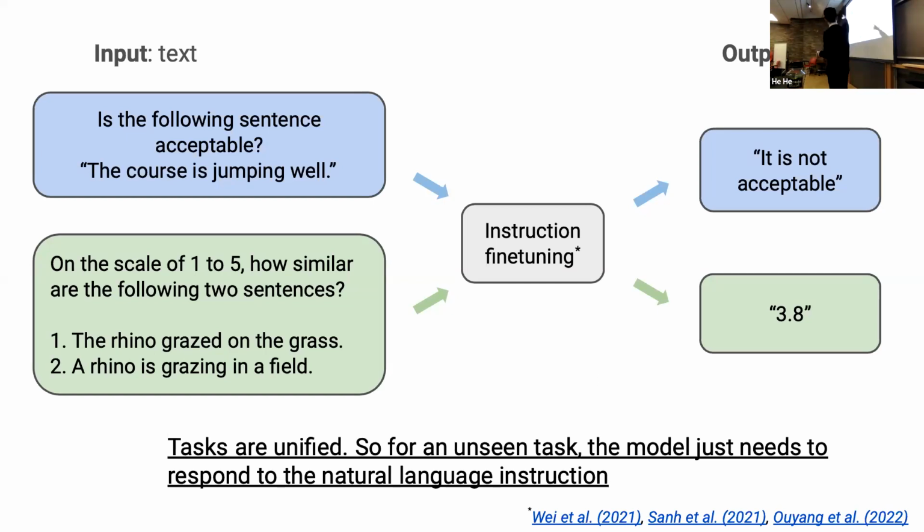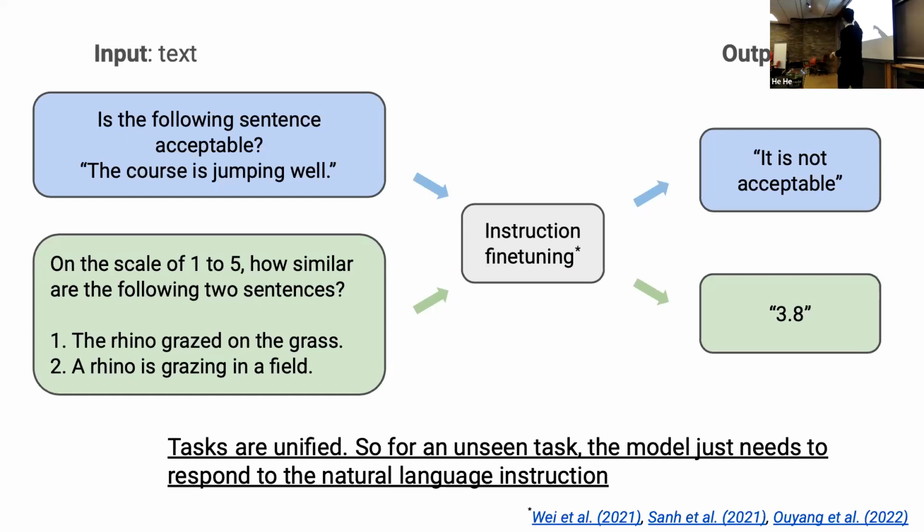That way we can just answer in a little bit more natural language way. It is not acceptable. And for the other tasks, we can do on the scale of 1 to 5, how similar are the following two sentences, and get the two sentences. So again, same as I explained to you. So why not explain that way to the model?